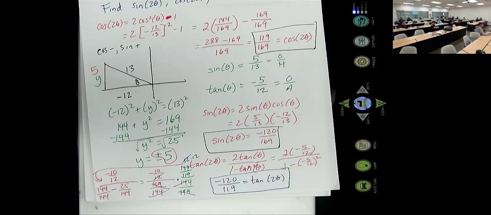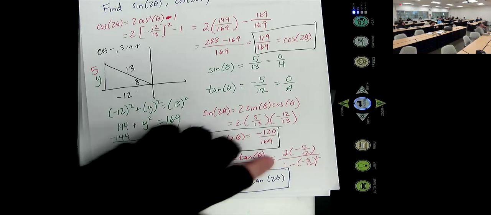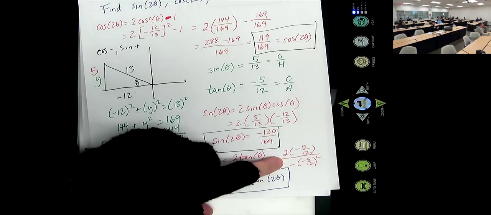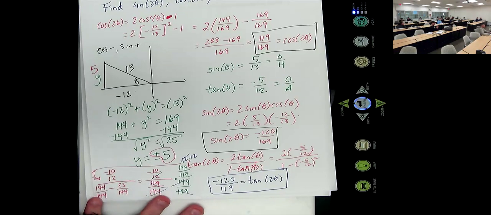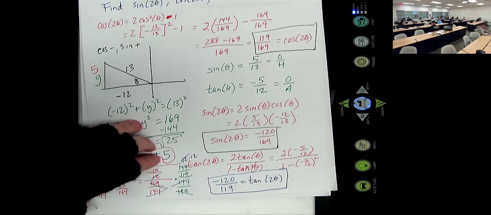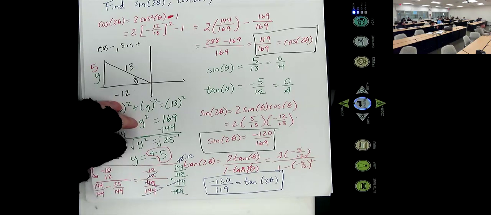It can be a pain, like the tangent one. I could see people easily messing up entering this in a calculator. Easy. Did anyone else get -120/119? Like using a calculator? Or by hand? Like, I ain't gonna lie, I make mistakes all the time too.